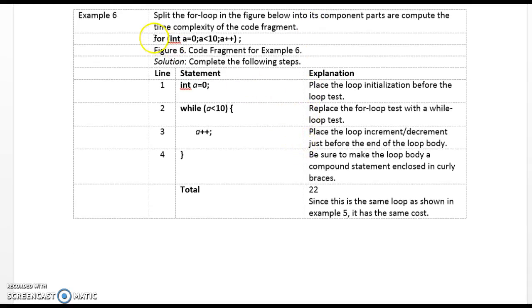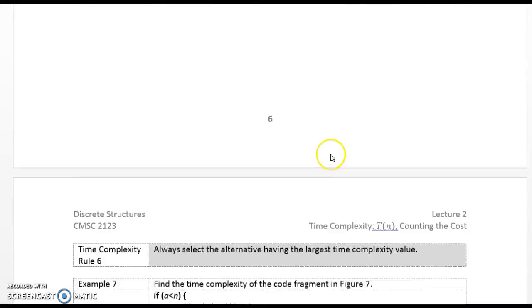So here is our statement. For int a equals 0, a less than 10, a plus plus. So I place the initialization outside the loop, or just before the loop. I replace the loop test with a while test. I place the loop increment or decrement just before the end of the loop body. And I make sure to make the loop body a compound statement enclosed in curly braces. And since this loop is the same as shown in example 5, it has the same cost.